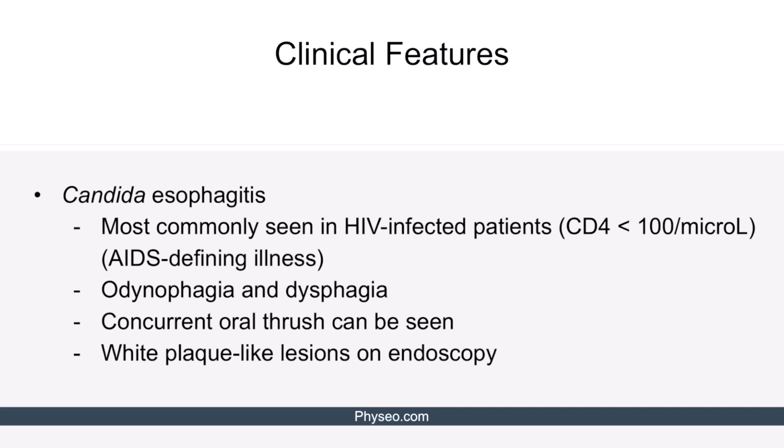Now the second type of local mucocutaneous candidiasis is Candida esophagitis. This infection is most commonly seen in HIV-infected patients with CD4 counts less than 100. In fact, Candida esophagitis is considered an AIDS-defining illness. So if you've got HIV and you develop Candida esophagitis, then you're considered to have AIDS at this point. Now this is in contrast with oropharyngeal candidiasis, which can be encountered in HIV-infected patients, but it's not AIDS-defining.